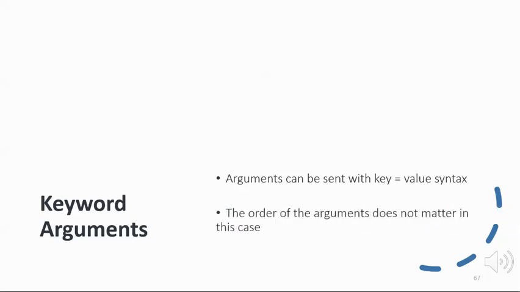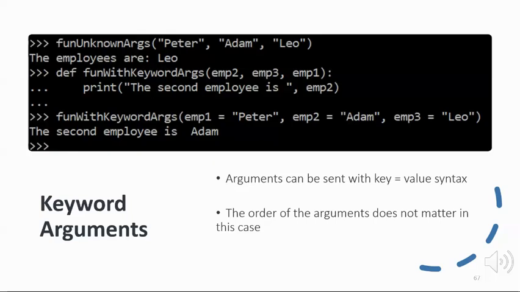Python supports keyword arguments. The arguments can be sent with a key-value syntax. The order of the arguments does not matter in this case. Look at the example. The order of arguments defined in the function is not the same as that in the calling. The order does not matter because the key is used. Its value is applied accordingly.